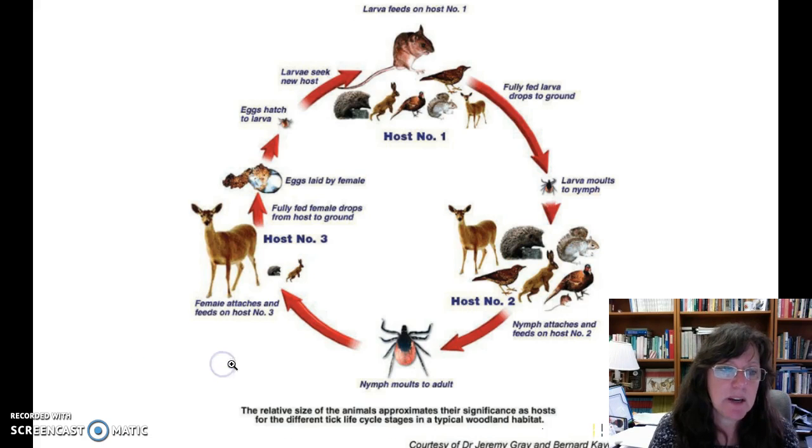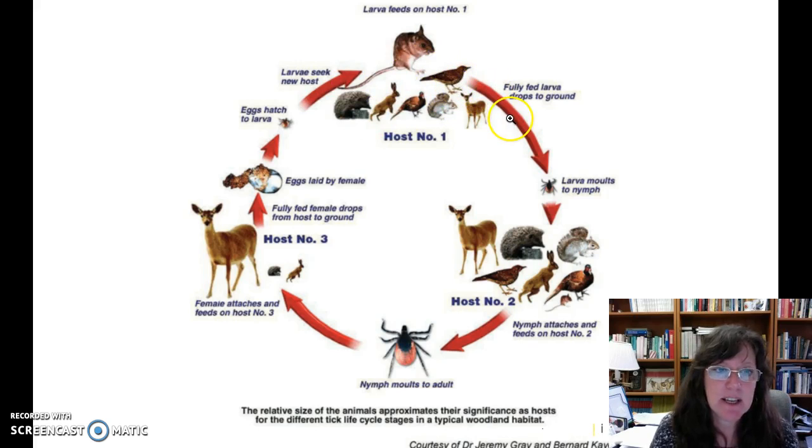So the life cycle of the deer tick, we'll be looking at this in much more detail in a minute, but I just want you to see how much diversity there is in host species. So if we start from where the eggs first hatch, the first thing they do is they get a blood meal from some warm-blooded animal, and they can choose a variety of different species of birds or small mammals.